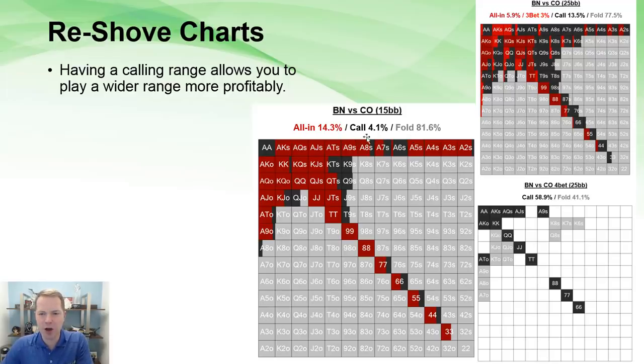And notice the calling range in this scenario, the calling range are the aces, right? Which just play always very, very well. And then some hands that flop pretty decently.